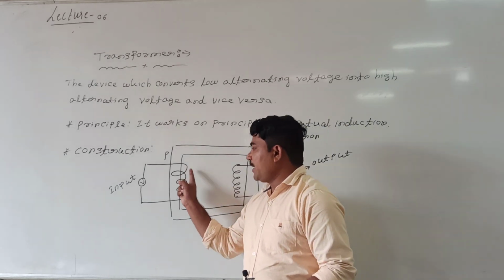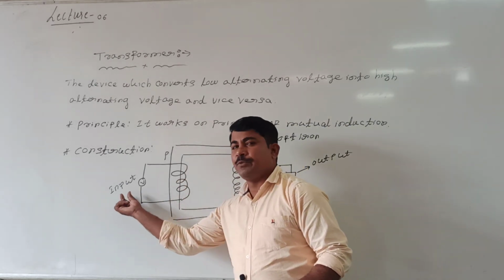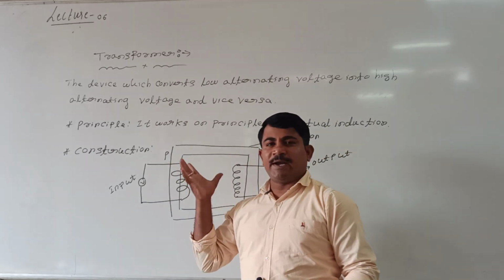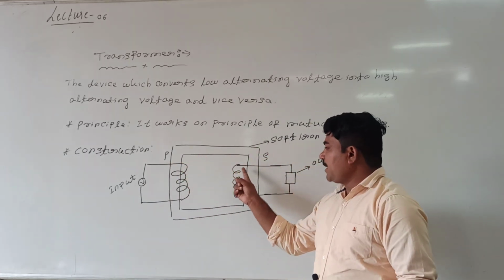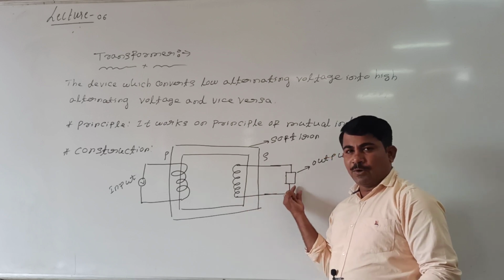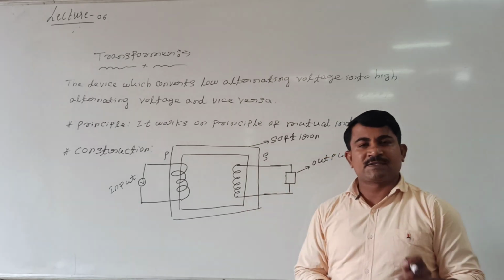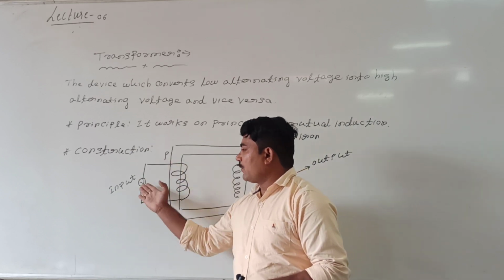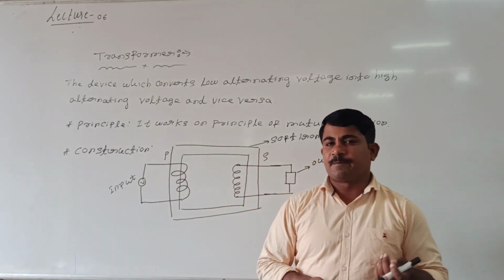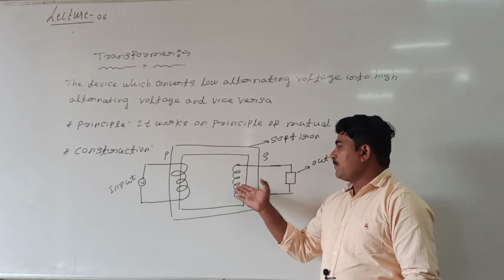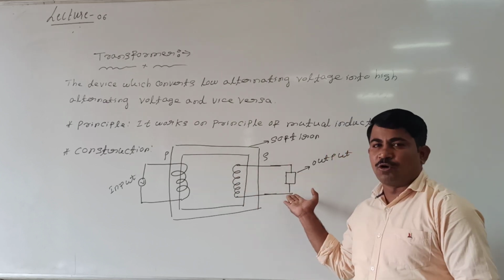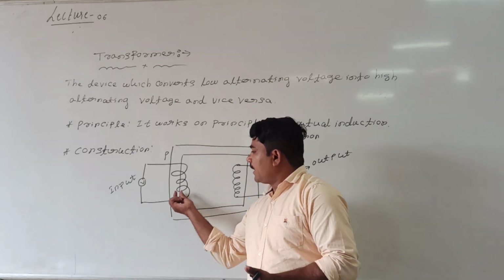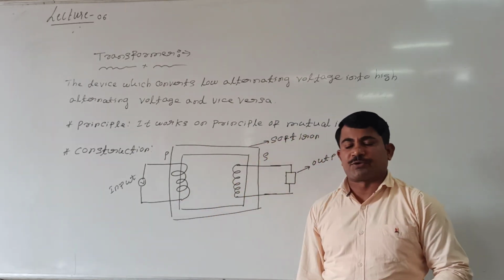The coil with many turns connected to the input source, I mean input alternating voltage, that we are calling the primary coil. And the coil with many turns connected to the load or output, that we are calling the secondary coil. The primary coil circuit with alternating voltage we are calling the primary circuit, and the coil with the output, that we are calling the secondary circuit. Very simple. This we are calling the input circuit, this we are calling the output circuit.